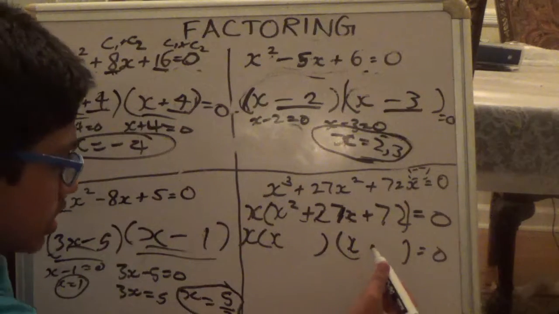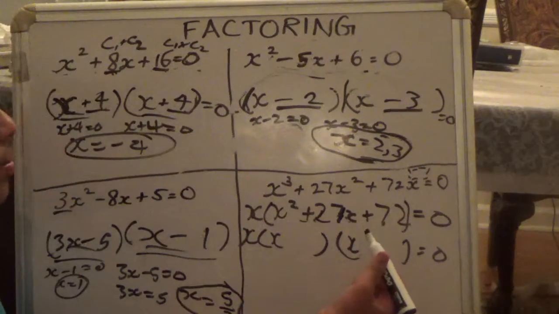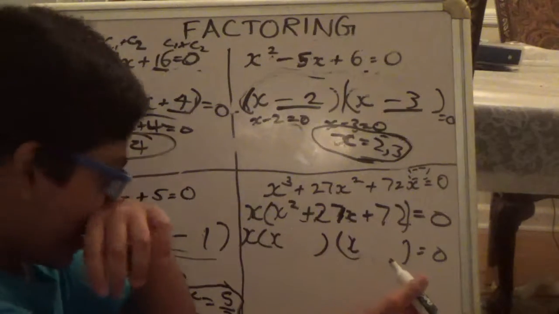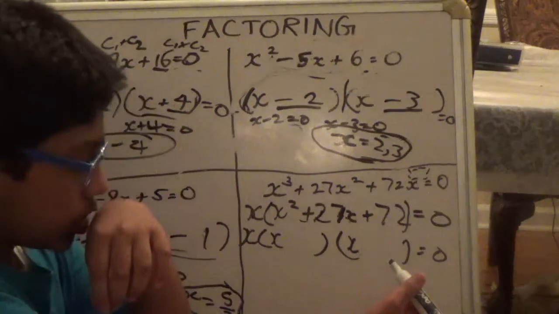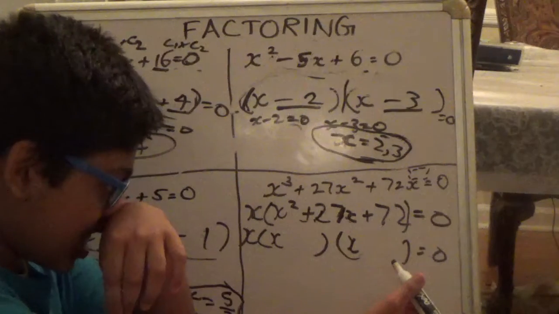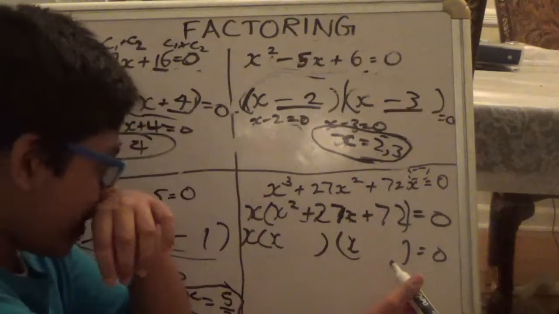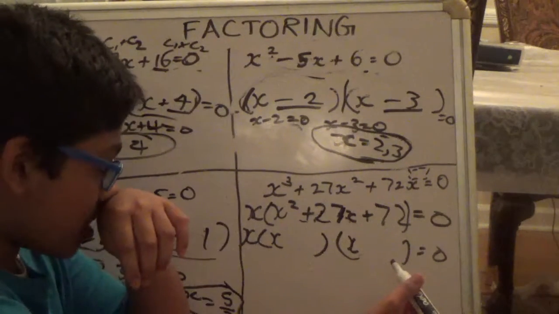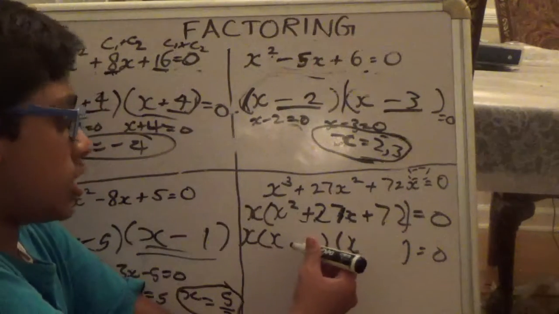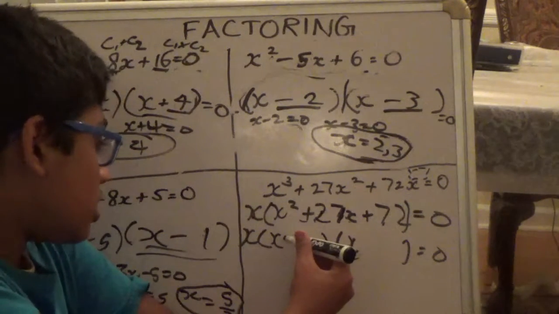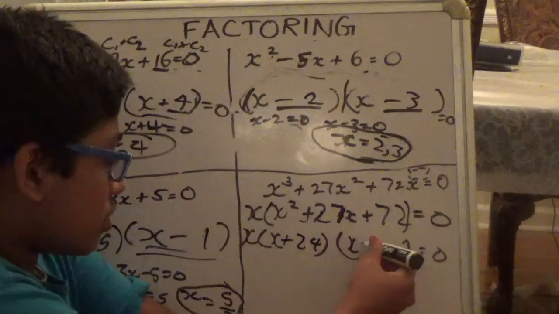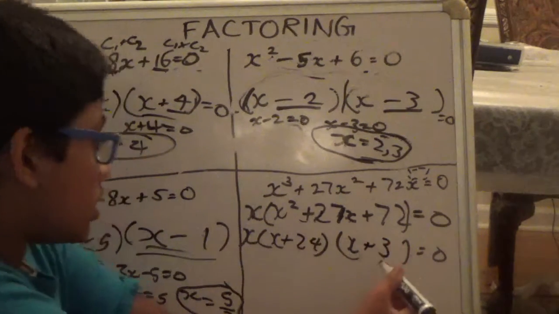So let's try using bigger numbers since x plus y is 27. 72 and 1, that's 73. 36 and 2, that's 38. And 24 and 3 is 27. That was easy, right? Just use your common sense and life gets easy. So x plus 24, x plus 3.